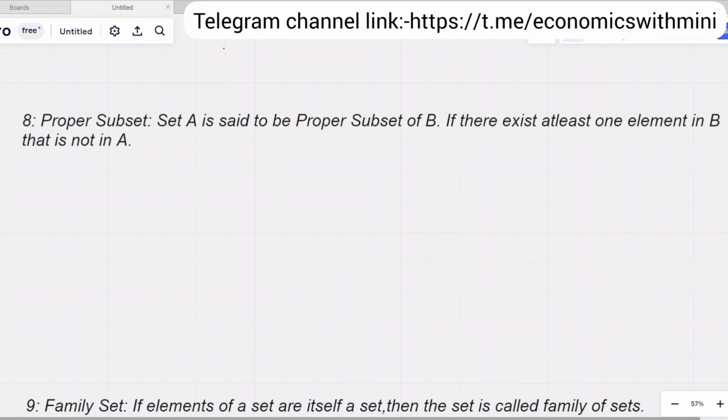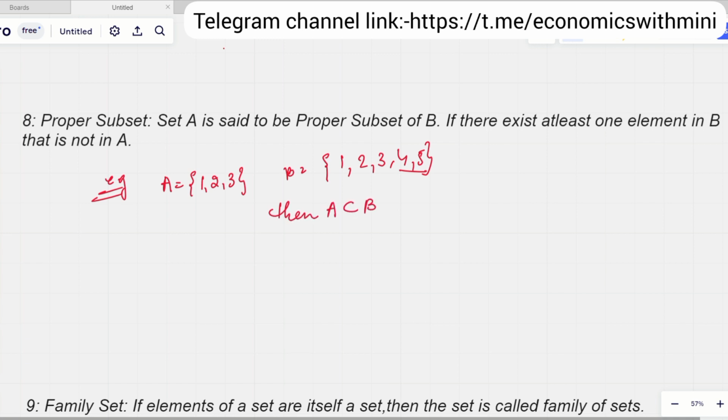Proper subset. Set A is said to be a proper subset of B if there exists at least one element in B that is not in A. Okay? Like A equals {1, 2, 3} and B equals {1, 2, 3, 4, 5}. Now here we can see that A's elements are present in set B, but set B contains two extra elements which are not in set A. So we can say that A is a proper subset of B.